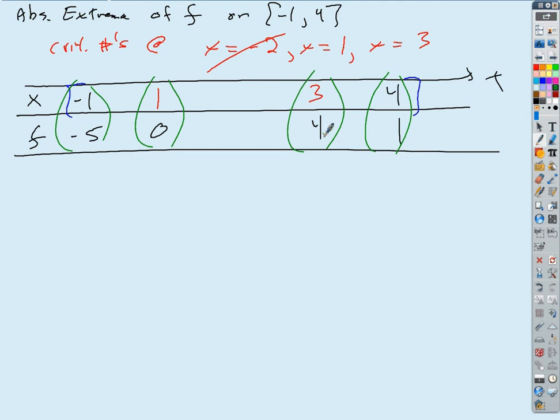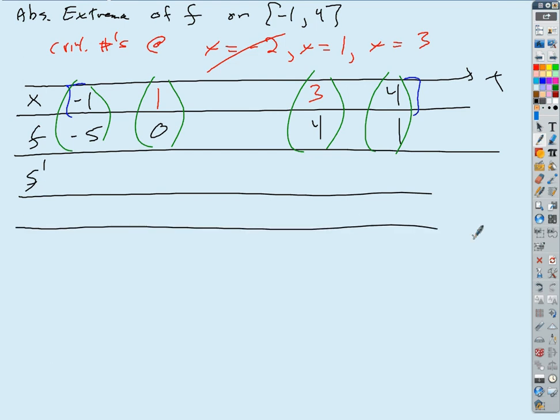-5, and it occurs at the value of x, -1. Okay? What we're going to do with this in the future is we're going to add additional rows to our table: F prime and F double prime.